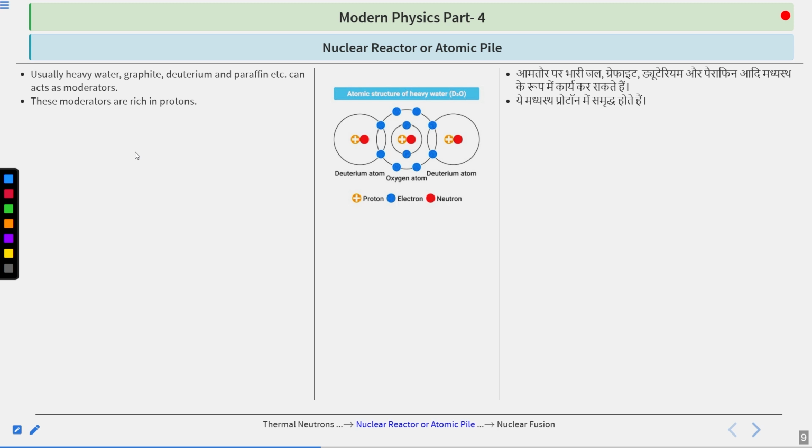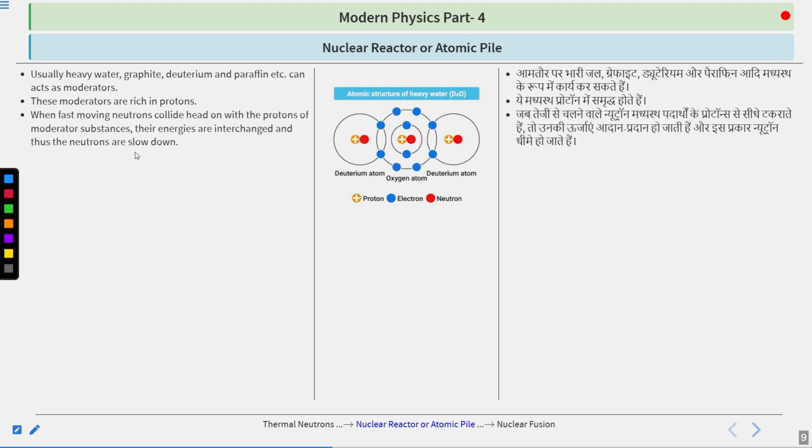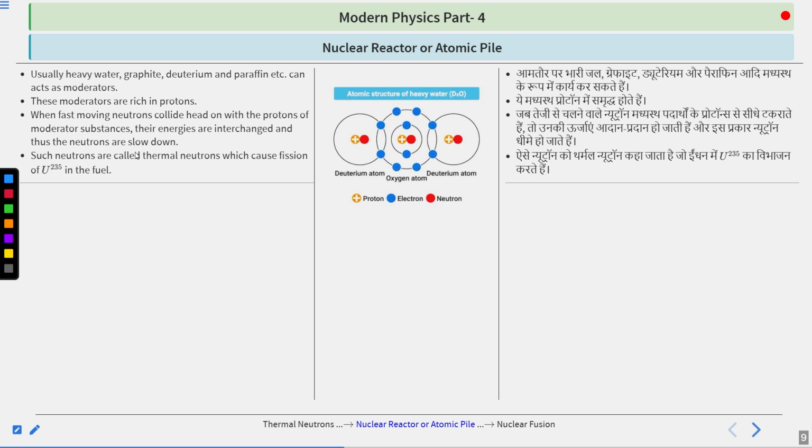These moderators are rich in protons. When the fast-moving neutrons collide head-on with the protons of the moderating substances, their energies get interchanged and thus the neutrons get slowed down. Such neutrons are what we call thermal neutrons, which cause fission of U-235 in the fuel.